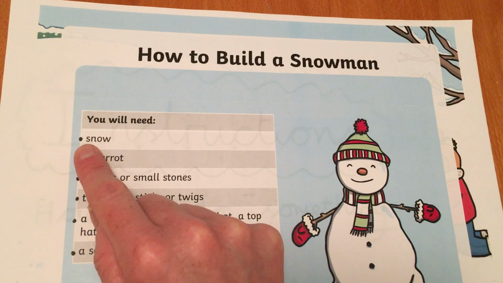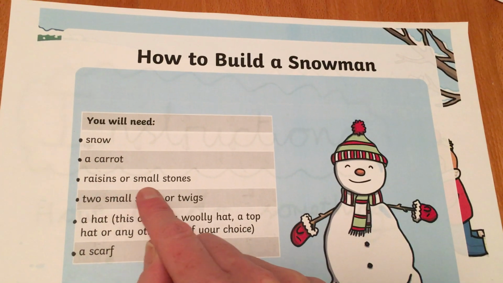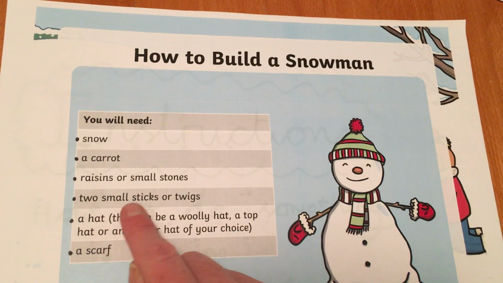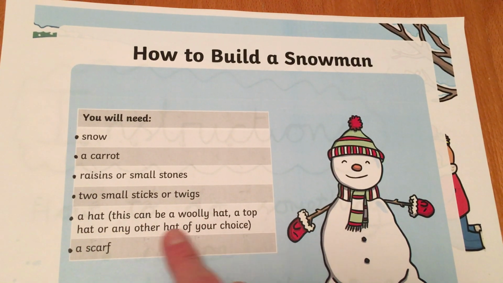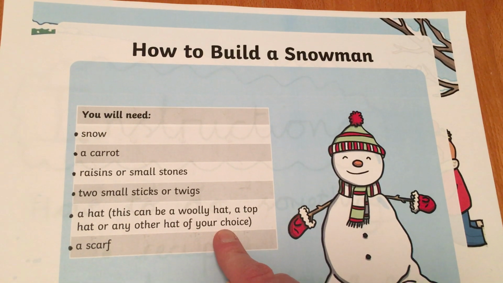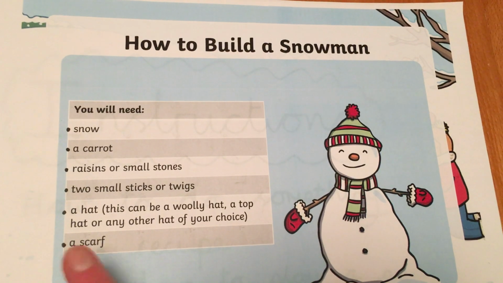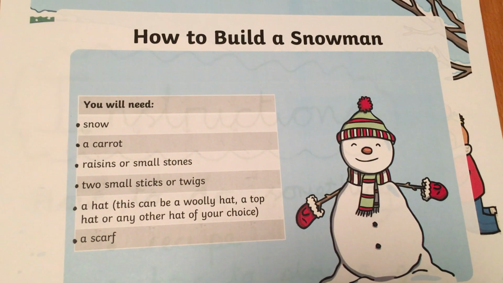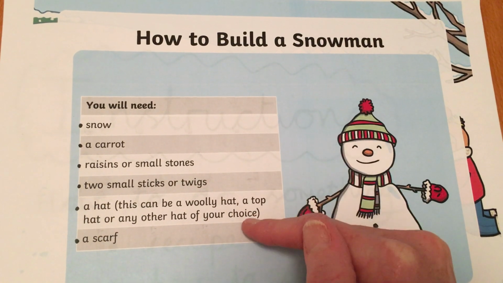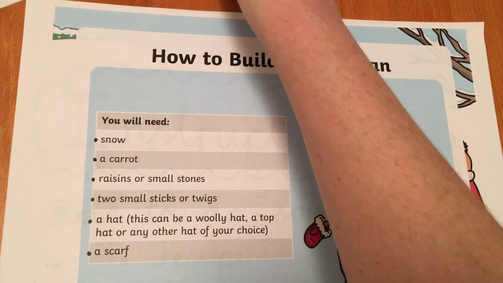So first on the list: snow, a carrot, raisins or small stones, 2 small sticks or twigs, a hat, can be a woolly hat, a top hat or any other hat of your choice, and a scarf. Okay, now is that the end of the instructions? No, it's not. That's just the list of what we need. That's the first part. The next part is how to do it.